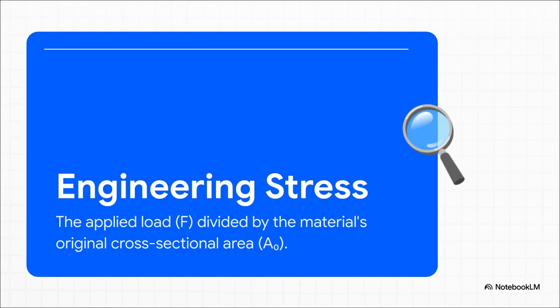You just take the force, the load that you're putting on a material, and you divide it by the material's original undeformed cross-sectional area. Now, the key word here is original. It's something that's super easy to measure before you even start the test, which is exactly why it's the go-to starting point for most applications.